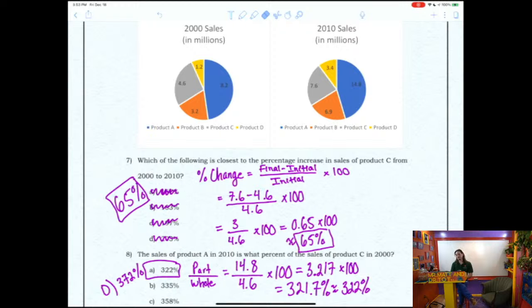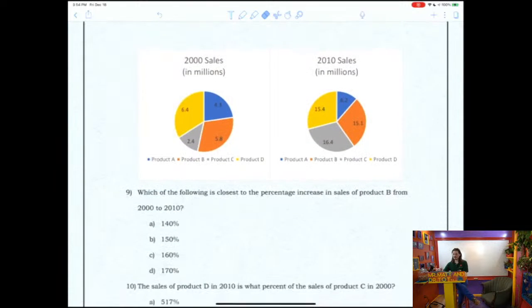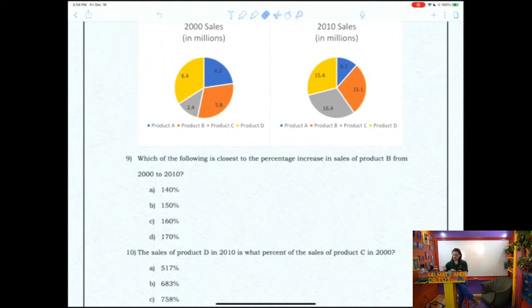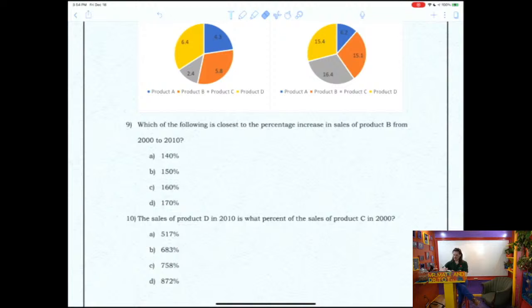So you have to be able to clearly distinguish between those 3 types of conceptual pathways in regards to percentages because they're going to totally change depending on the question, and if you use the wrong conceptual method to solve, then you're going to get the wrong answer. If you have any questions, then please let me know. Otherwise, let's look at 9 and 10. And I'll write answer selection D for number 10 out. So D is 872%.